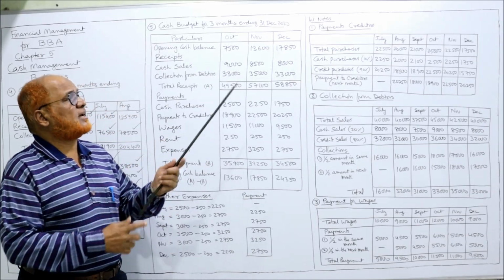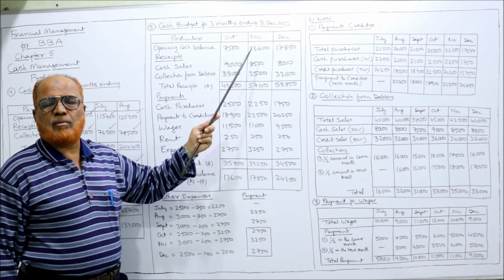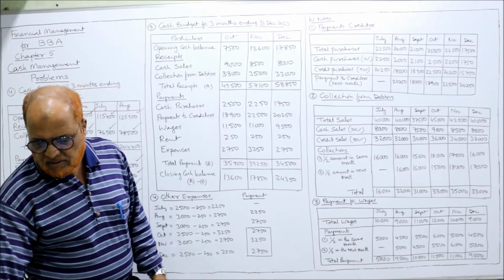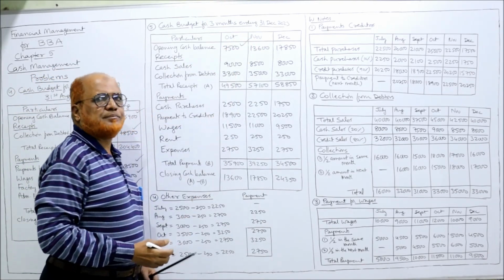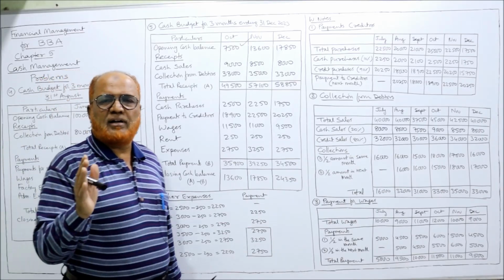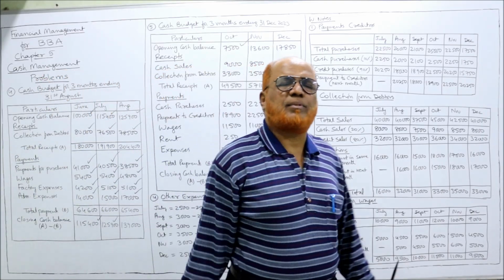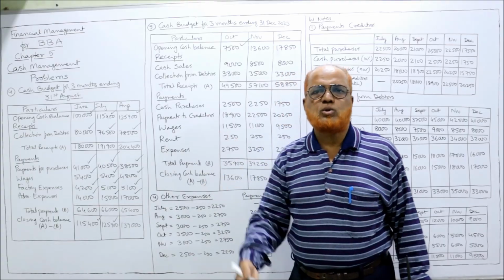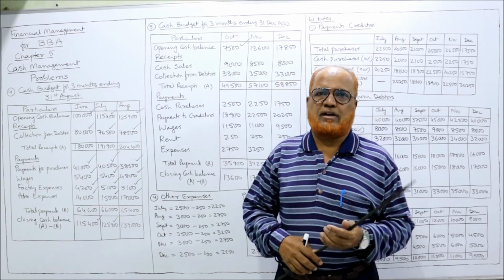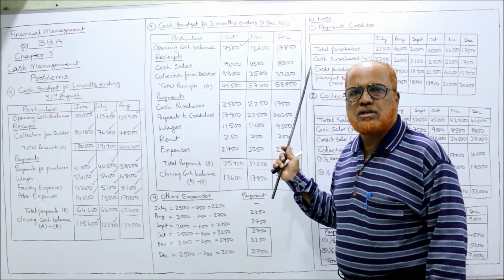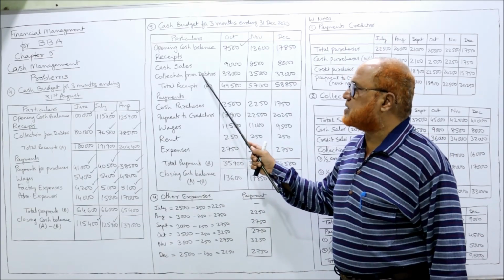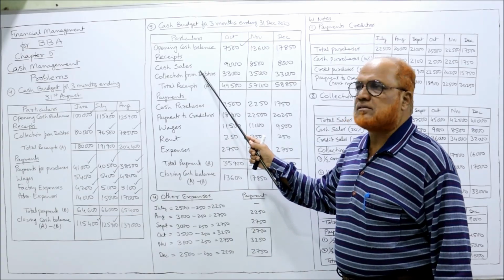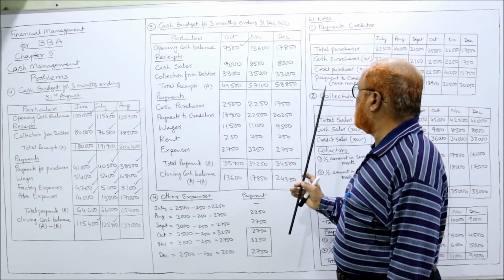Cash budget for 3 months ending 31st December: October, November, December. Opening cash balance 7,500. This opening cash balance is given in the problem. Now, the main difficulty is regarding the collection from customers and payment to supplier. That is more difficult. So, in working note, I have explained you clearly how to find out the collection from customers. Cash sales. These two items from working note number 2.